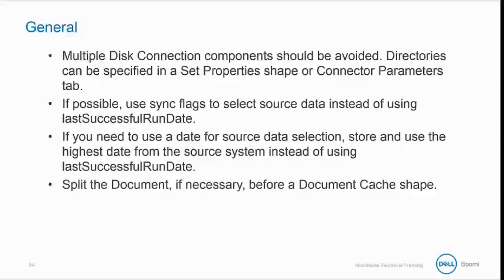If possible, use sync flags to select source data instead of using last successful run date. If you need to use a date for source selection, store and use the highest date from the source system instead of using last successful run date. If necessary, split the document before a document cache shape.